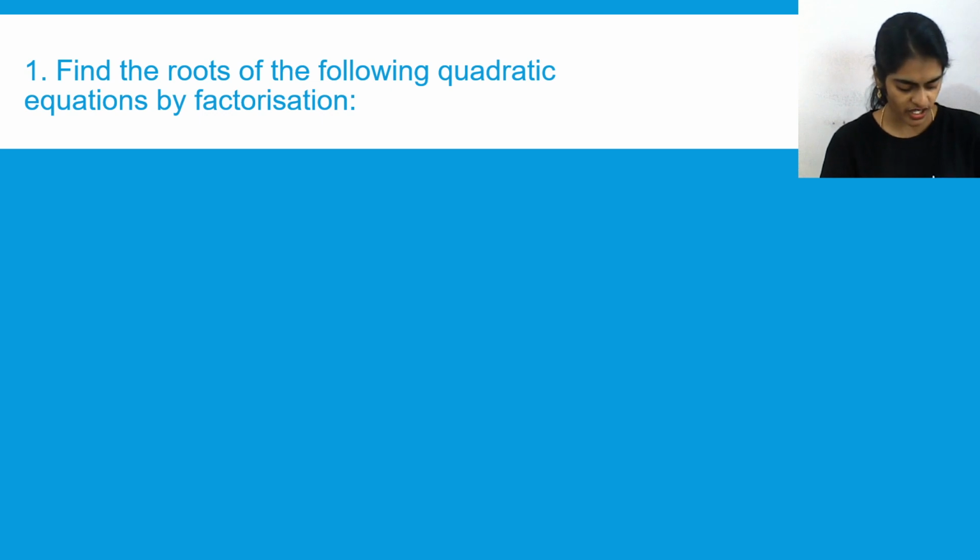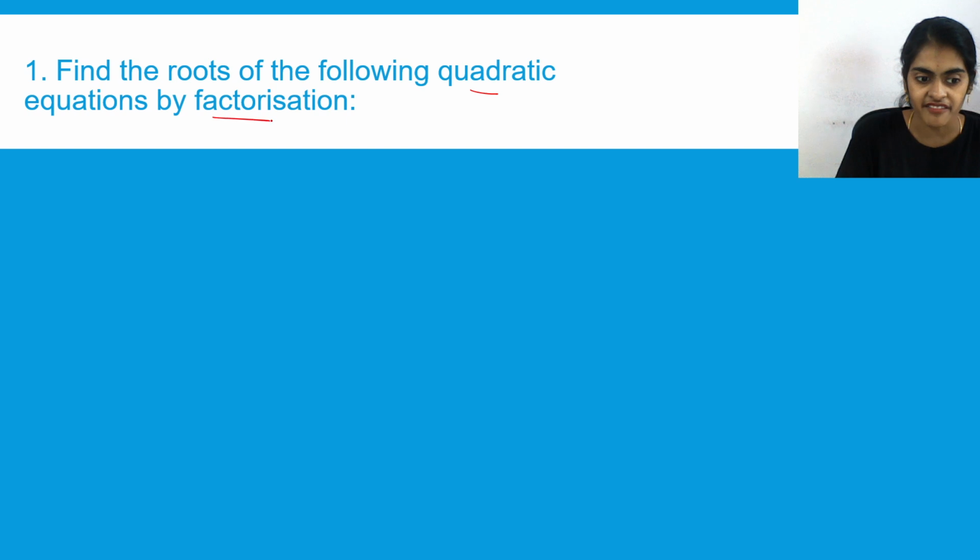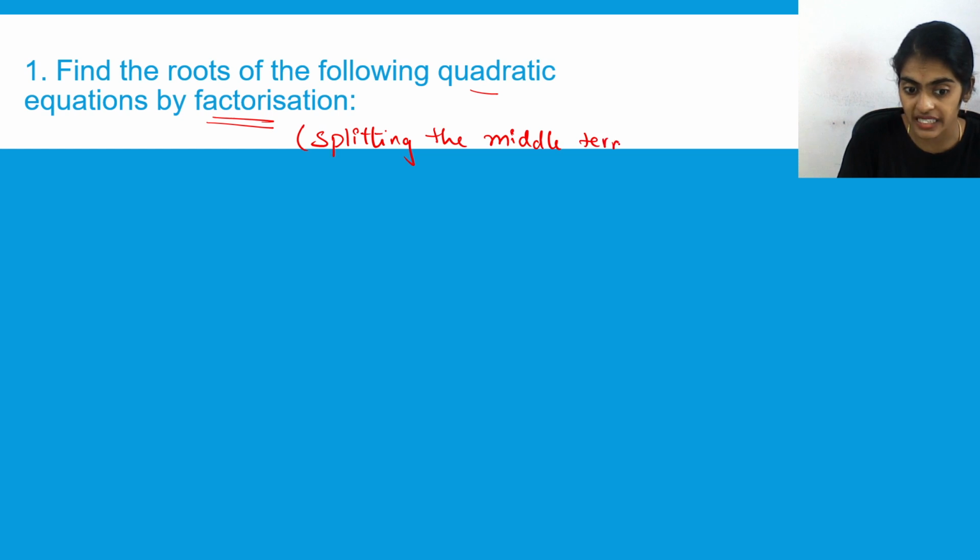Now the very first question says you need to find the roots of the following quadratic equation by factorization method. Factorization method is nothing but you can also call it as splitting the middle term method, which you have learned in your class 9. So let's discuss now. The very first bit of this question is x square minus 3x minus 10 equal to 0.